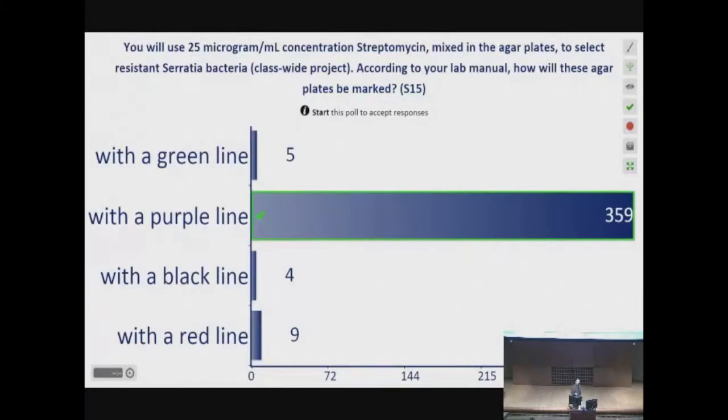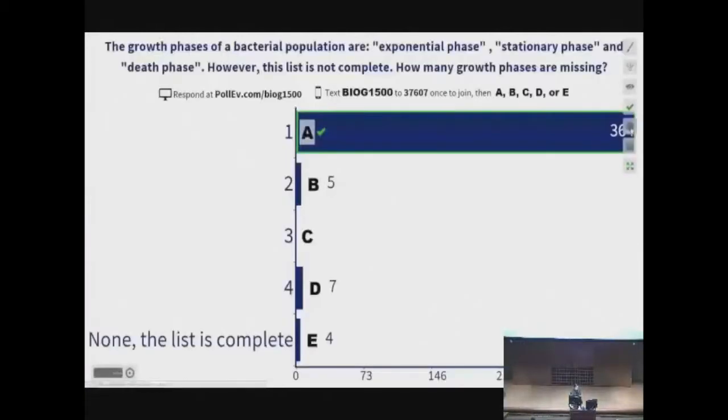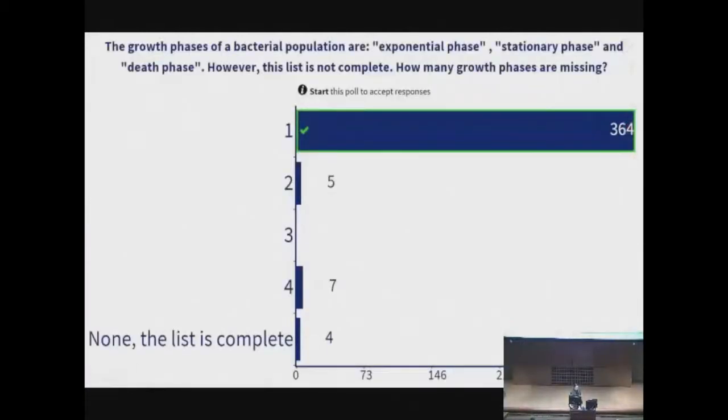Okay, so this was again a simple question. You could just look it up. You are going to have 4 different markings on these plates starting this week. So make sure that you remember which one means which antibiotic. All right, I will show you this in a figure in a moment, but we were missing only one phase. That was the lag phase. Again, this was a figure in the lab manual.